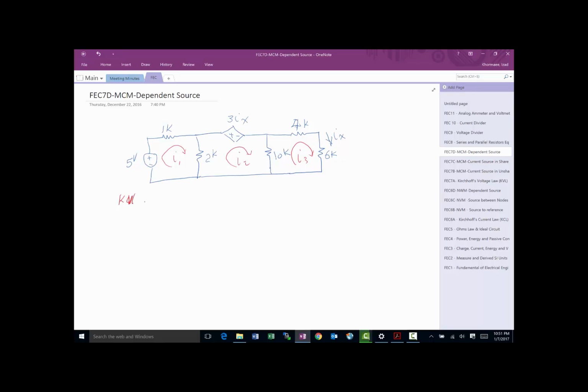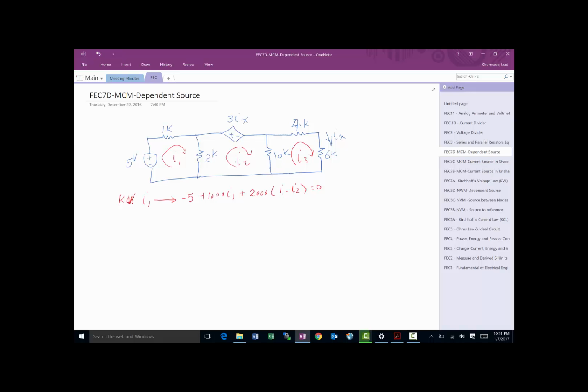KVL, Kirchhoff's voltage law, to each one of the meshes. So for I1, we're going to get an equation which is going to be -5 plus 1000 I1 plus 2000 (I1 minus I2) equal to 0.